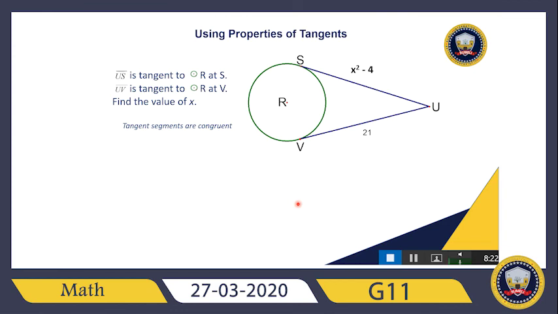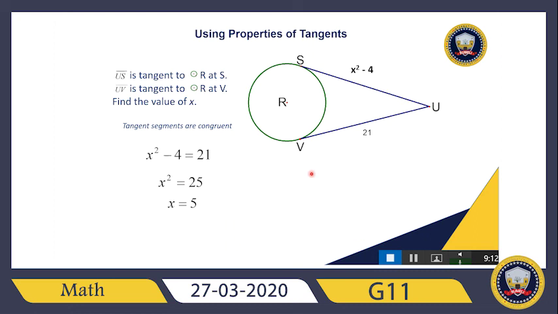Okay guys, in this example he's saying that we have two tangents to the same circle R. So we have a circle with the center R, and we have two tangency points, S and V, and we have one exterior point, which is U in this case. He's asking me to find the variable X, because he's saying the length SU is x squared minus 4 while VU is 21. So basically I can say that VU equals SU, and applying this leads to x squared minus 4 equals 21. Solving this equation, x squared equals 25, so x equals 5.